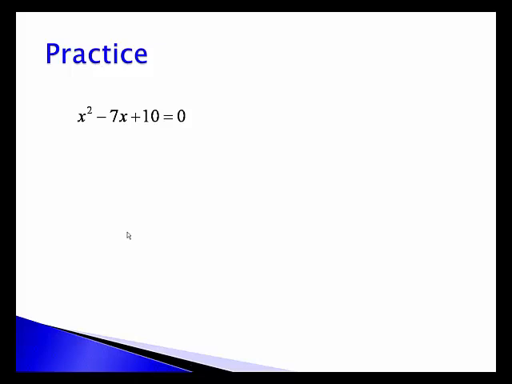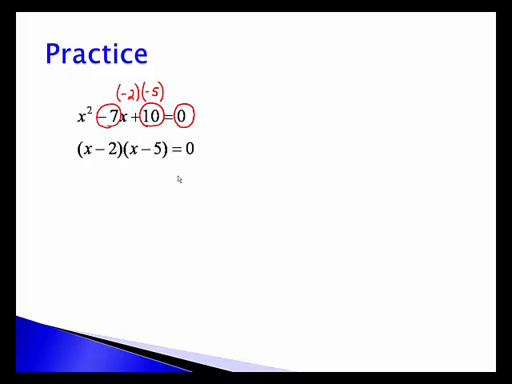My method for doing this one would be to ask myself, can it be factored? My first thing I need to look at is, is the right-hand side equal to 0? That must be the case before I can factor. If that's true, then I'm looking for two numbers that multiply together will give me 10, and the two numbers that pop into my mind are a -2 and a -5. If I multiply those together, I get a +10, and if I add them, I get a -7.